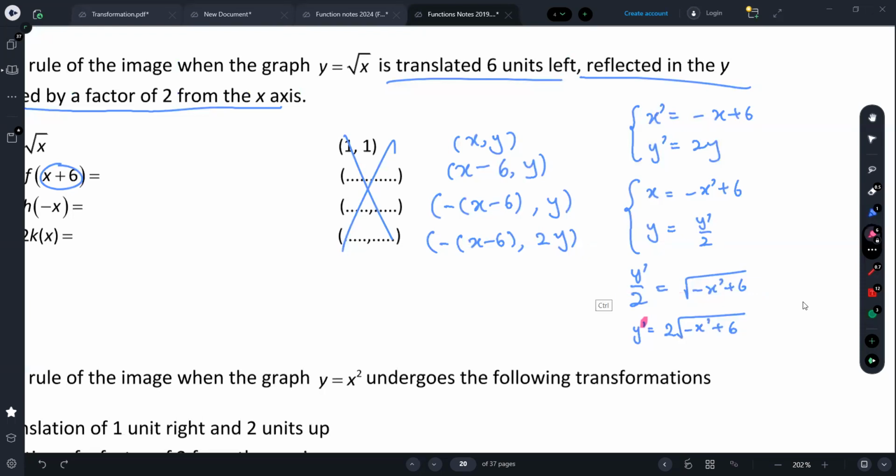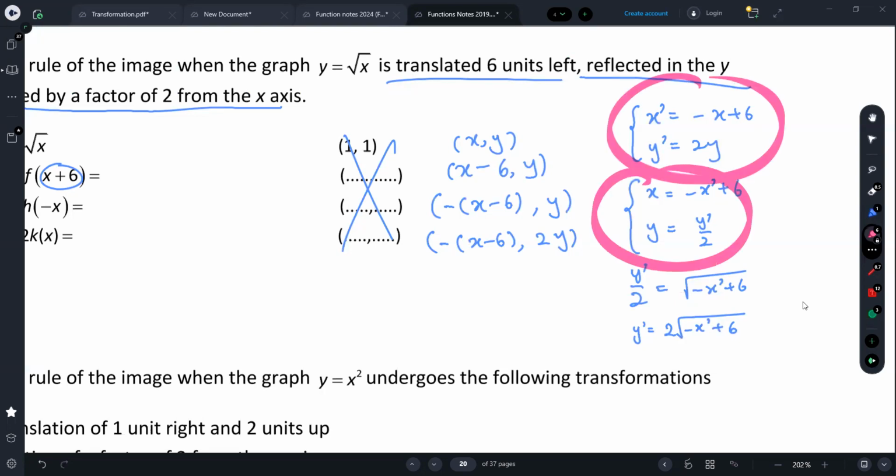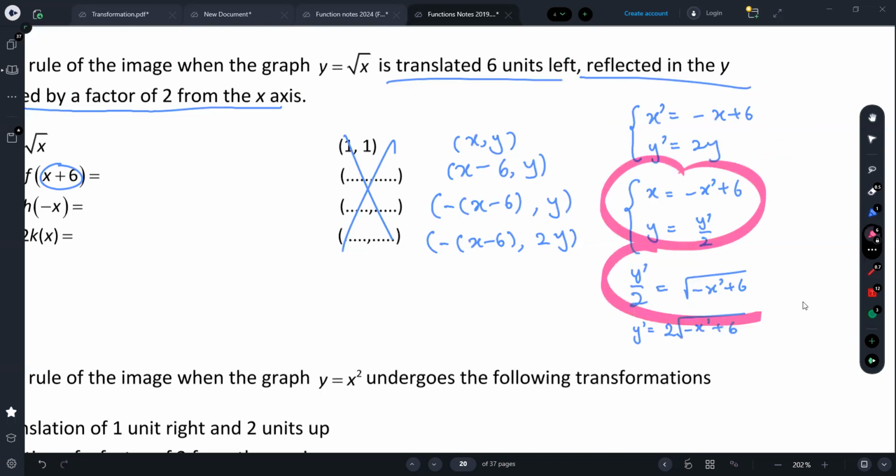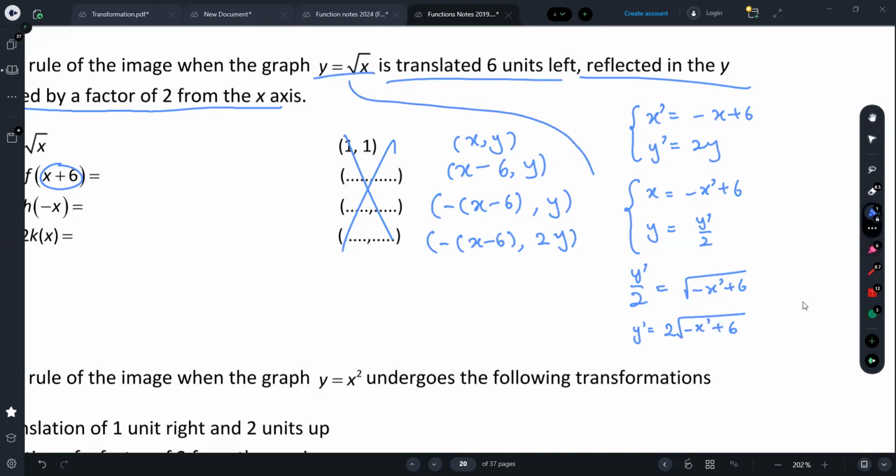Wait, how did you go from there to there? From here to here? Okay, so I've subbed all the things into here. I subbed everything here into this equation, because I want to make it not x and y. I want to make it x dash y dash. That's mapping, right? This is mapping.